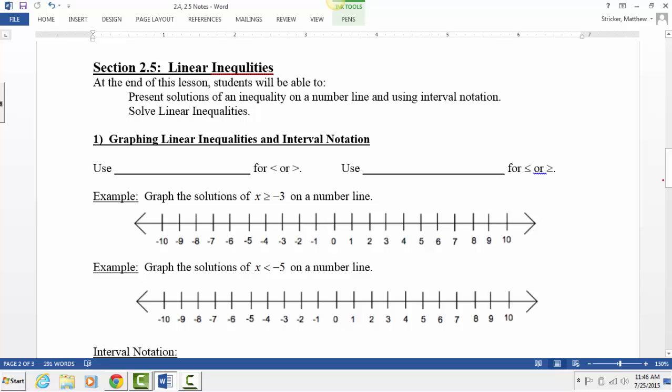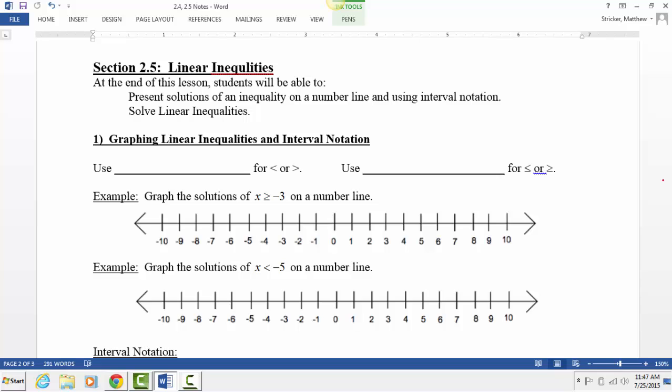Okay, this takes us to our last section, section 2.5, which is linear inequalities. You may or may not have seen this before, but we're going to review what you know about the number line and graphing linear inequalities on a number line, and then we're also going to introduce something that's probably new to most of you, called interval notation.